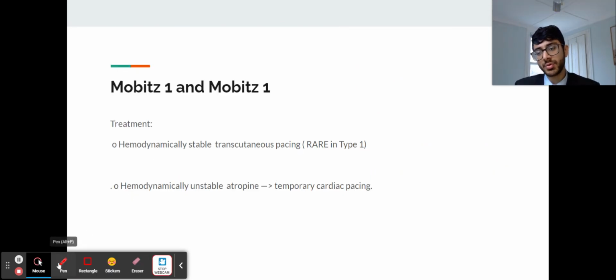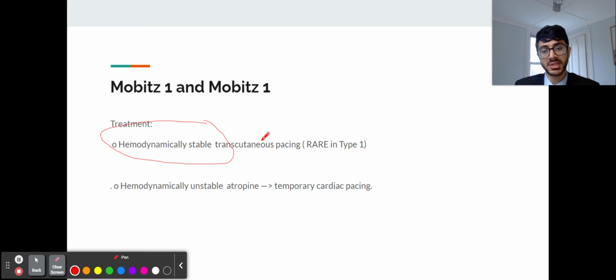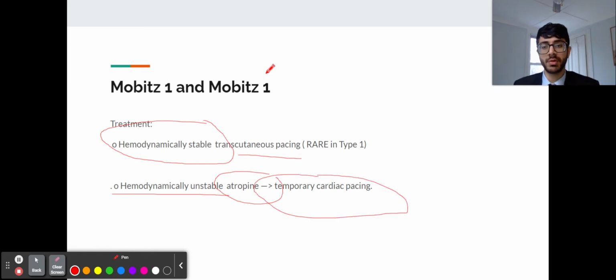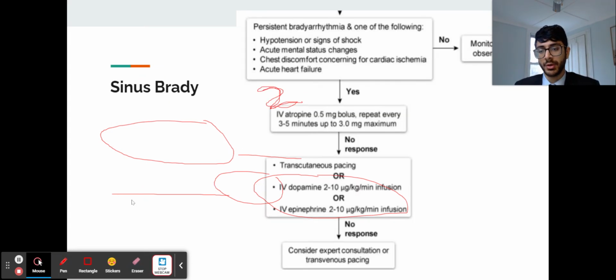For Mobitz type 1 and Mobitz type 2. For Mobitz type 1, generally, if they're hemodynamically stable, we either don't do anything or we transcutaneous pace. If they're hemodynamically unstable, we give atropine because we speed up the heart, and then we cardiac pace them. But this is Mobitz type 2 here. Generally, for Mobitz type 2, we pace them. Mobitz type 1, we kind of leave alone.